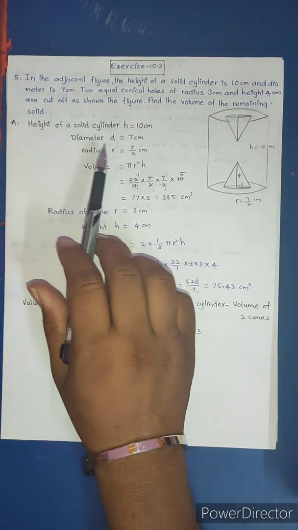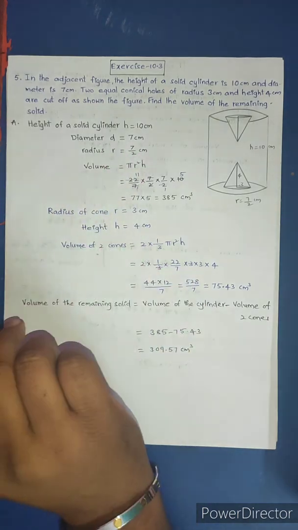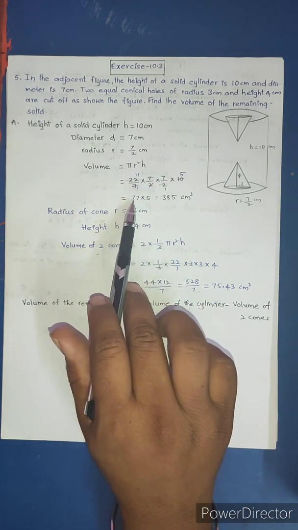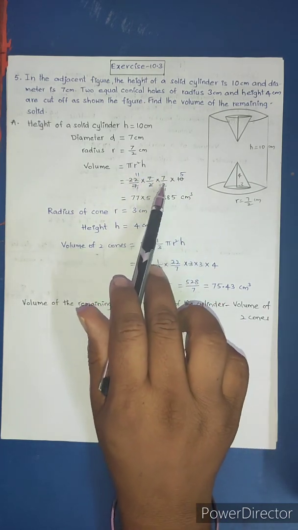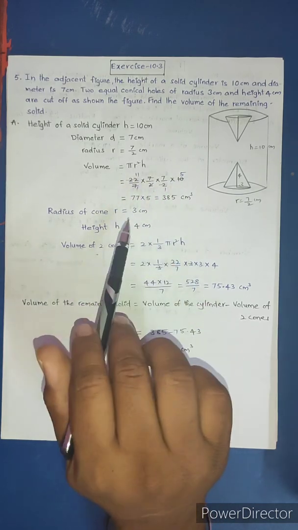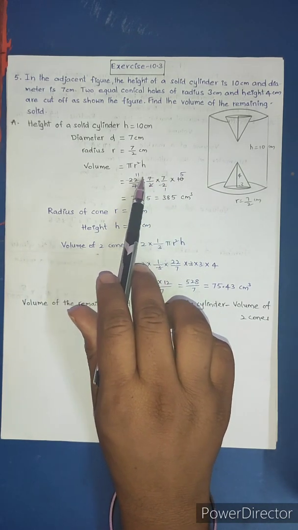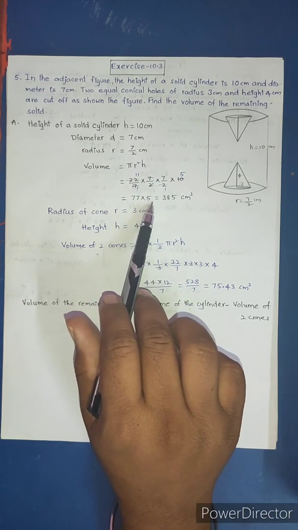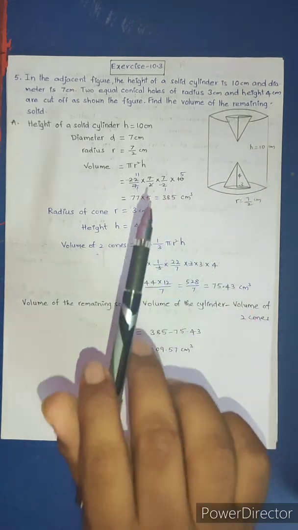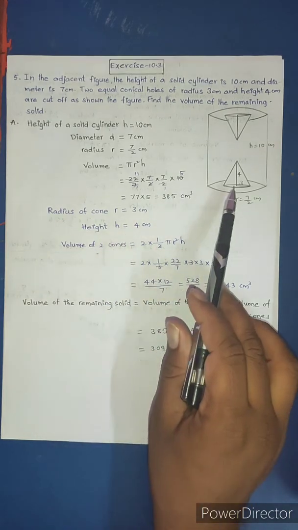So height of the solid cylinder h is 10 centimeter, diameter 7 centimeter, radius 7/2 centimeter. Volume of the cylinder is equal to pi r square h. Pi value 22/7, r value 7/2, into 10. 7 7 get cancelled. 2 1s are 2, 11s are 2, 1 is 2, 5s are. Now remaining in the numerator place 7, 11, 5. 11 7s are 77, into 5 is 385 centimeter cube, the volume of the total cylinder.